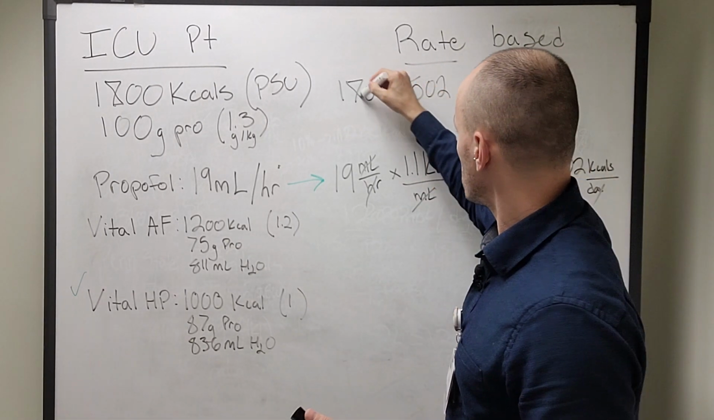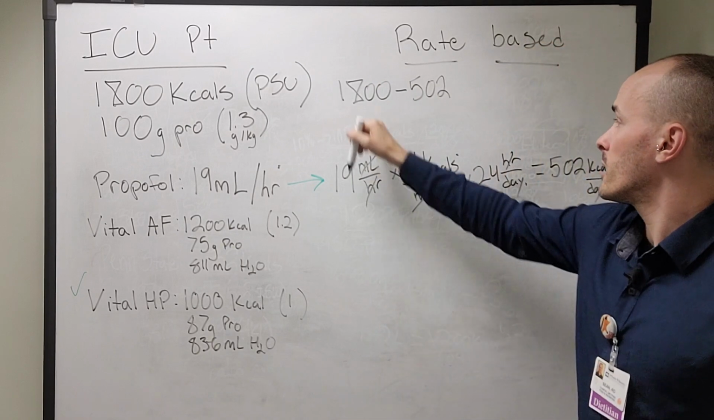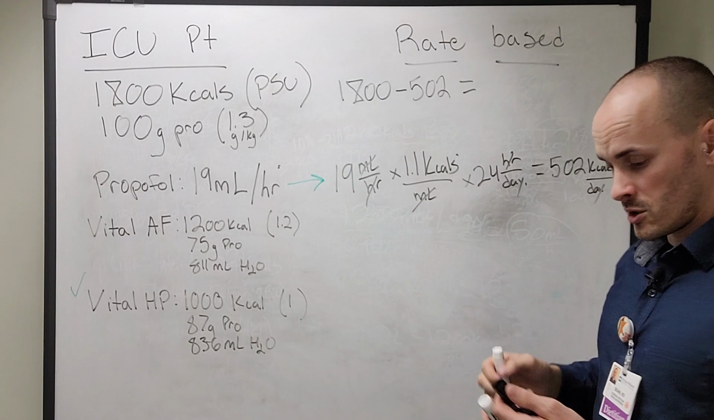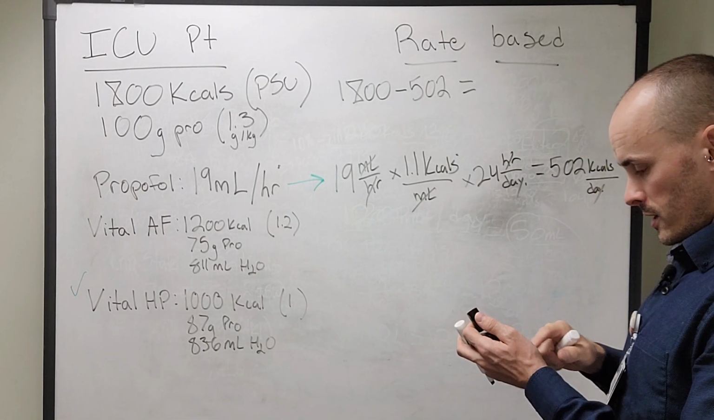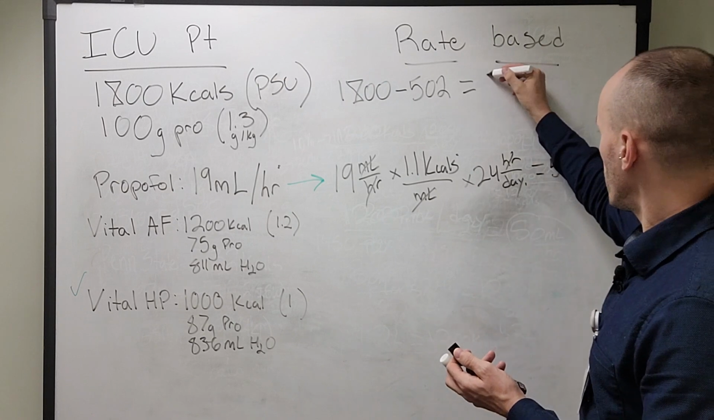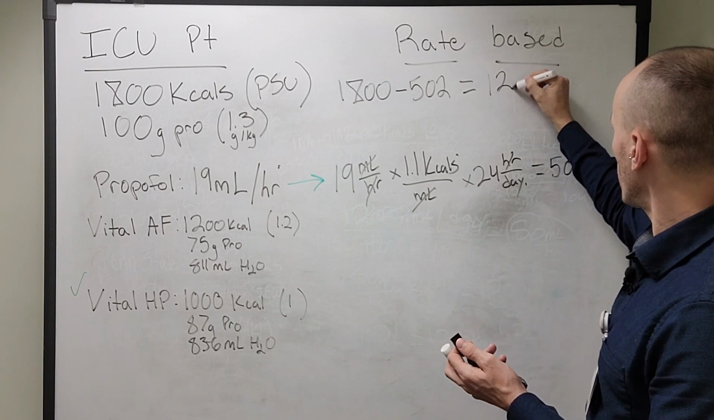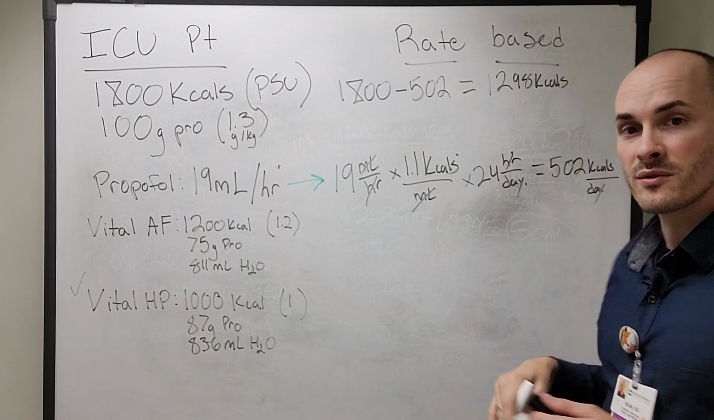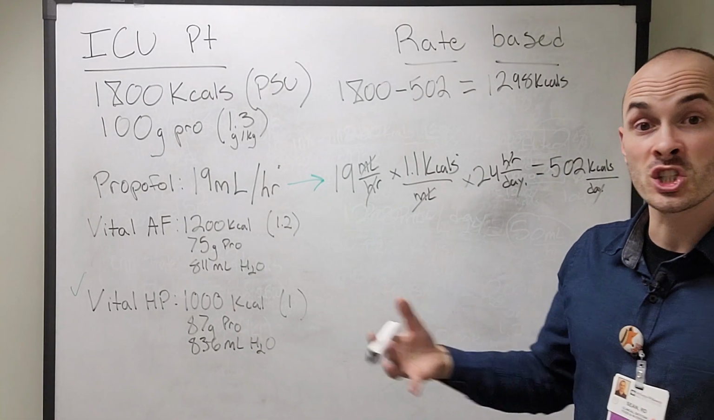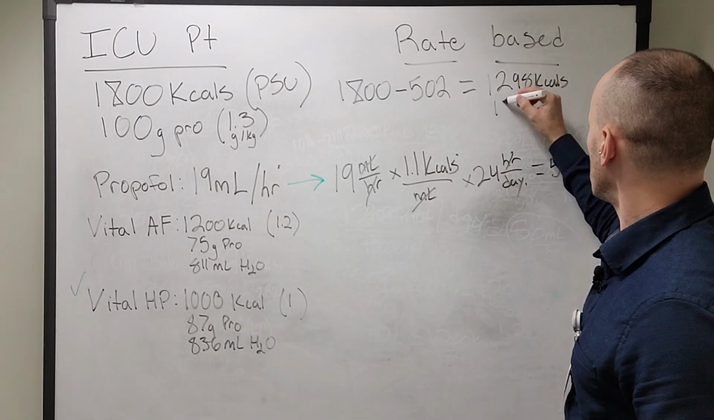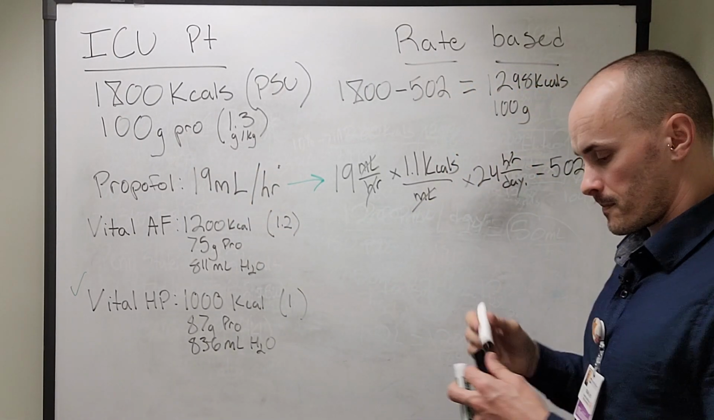But they need 1,800. Sorry, last video was 1,700. This video, they need 1,800 calories, but they're getting 502 from Propofol. So 1,800 minus 502 gives us a balance of 1,298 calories that we will have to provide the patient in nutrition support. They still need a whole bunch of protein, 100 grams.